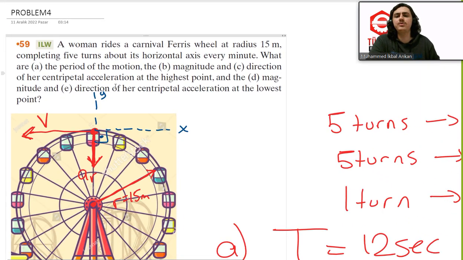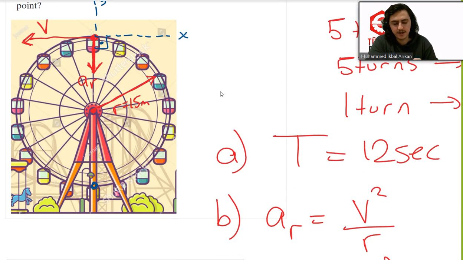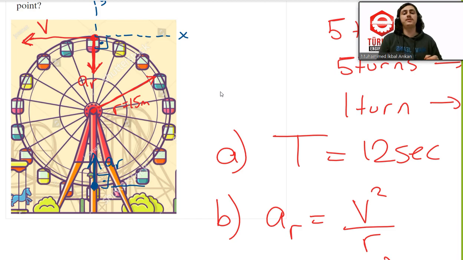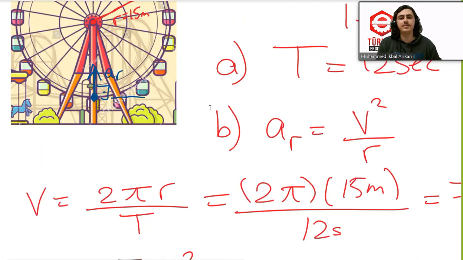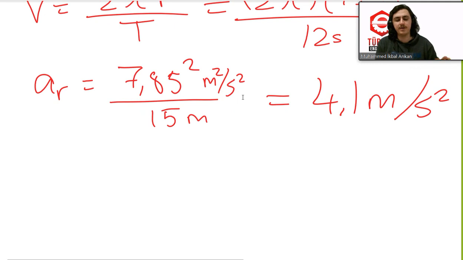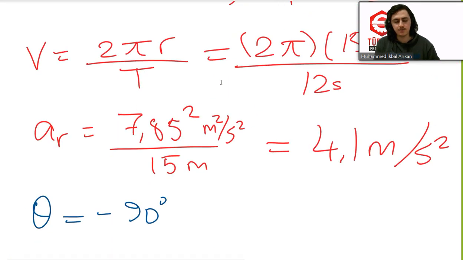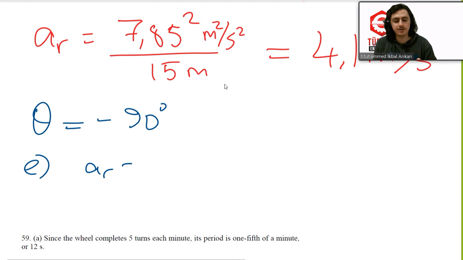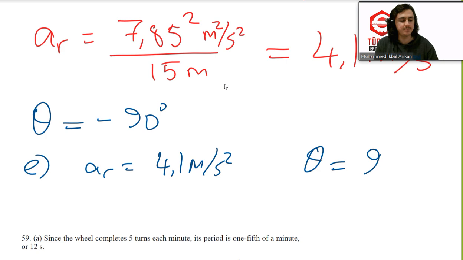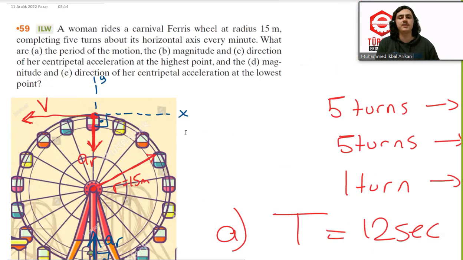What about the magnitude and direction of the centripetal acceleration at the lowest point? At this point, I will have the same magnitude of acceleration, but the direction will be positive 90 degrees. So in part D, the angle will be minus 90 degrees, but in the last part, which is E, the acceleration will be the same, 4.1 meter per second squared, but the angle, which is my direction, will be positive 90 degrees because it will be just upward.